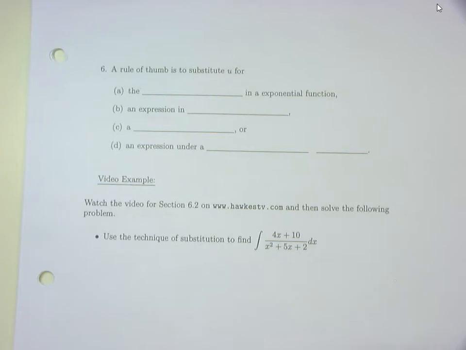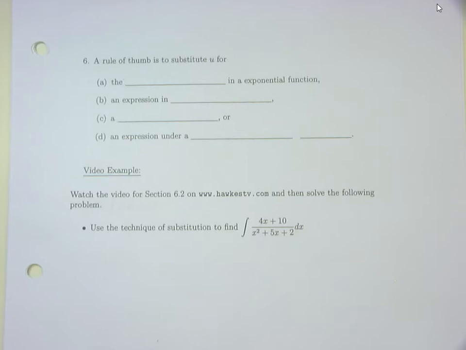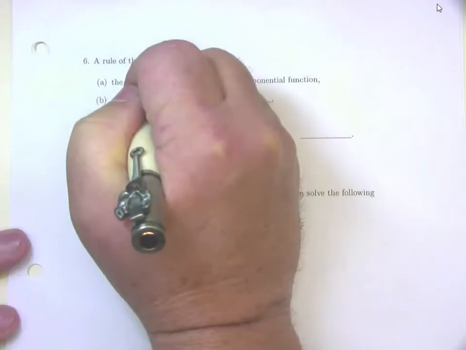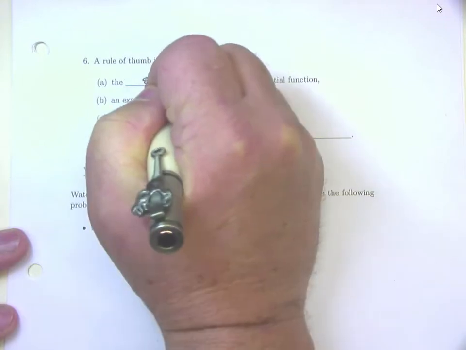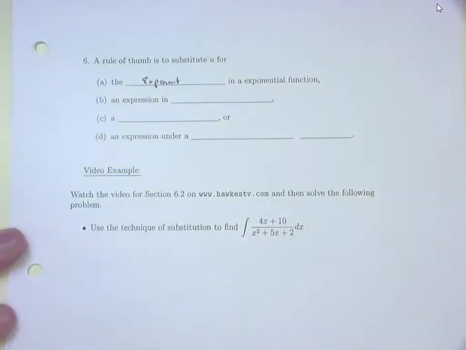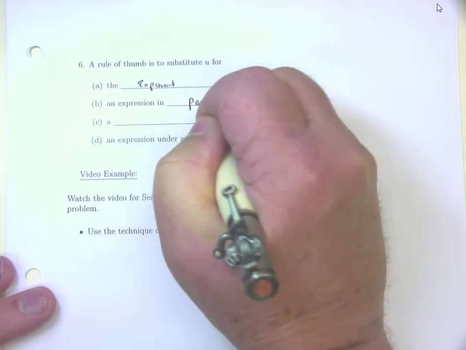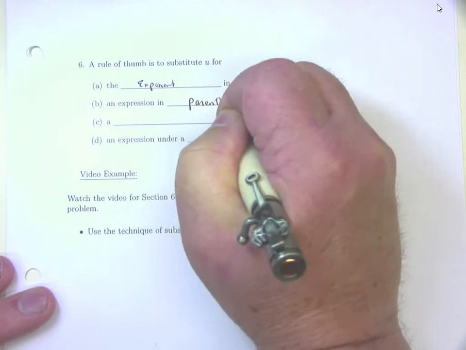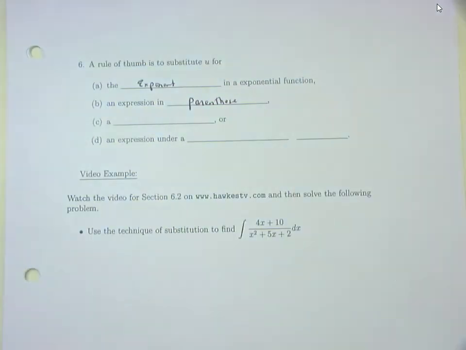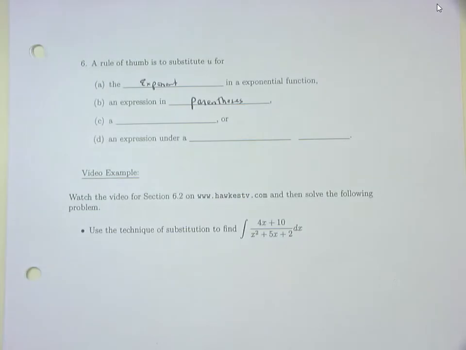Now, this is our book, and I'm going to redo the order of this because I'm going to give you guys patterns to catch this thing. But here's our textbook. The rule of thumb is to substitute u for, number 1, they say, the exponent in an exponential function. So they say, number 1, you let u equal the exponent in the exponential, okay? An expression inside, and this is what I call number 1, but they call it number 2, parentheses. You always let u equal what's inside parentheses.